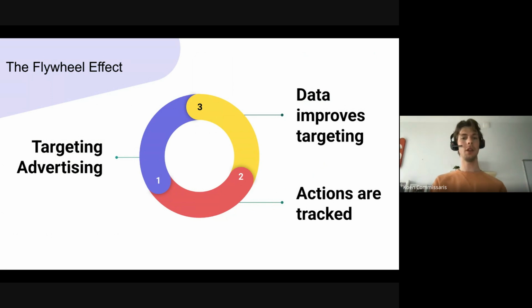To go a bit further on that, this is something we call the flywheel effect. Initially we target audiences with the advertising, then based on what people do on the vacancy page and further in the funnel, actions are tracked. As we have that data, we can also use it to improve and refine the campaign targeting. And then it goes round and round. So it continuously uses the data to improve targeting and to make the campaigns more efficient.